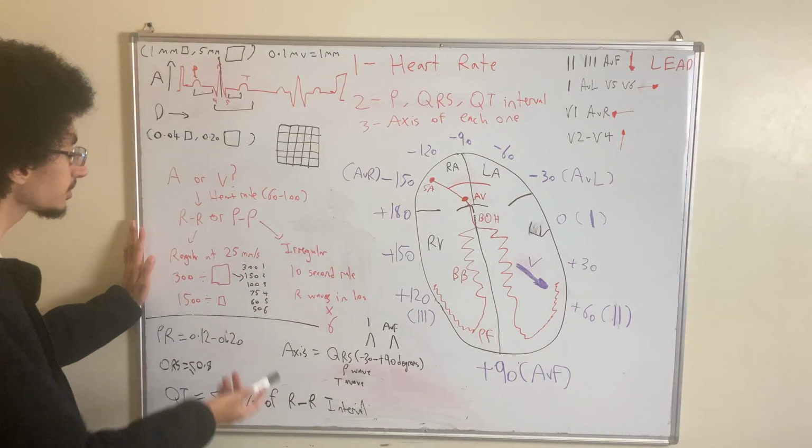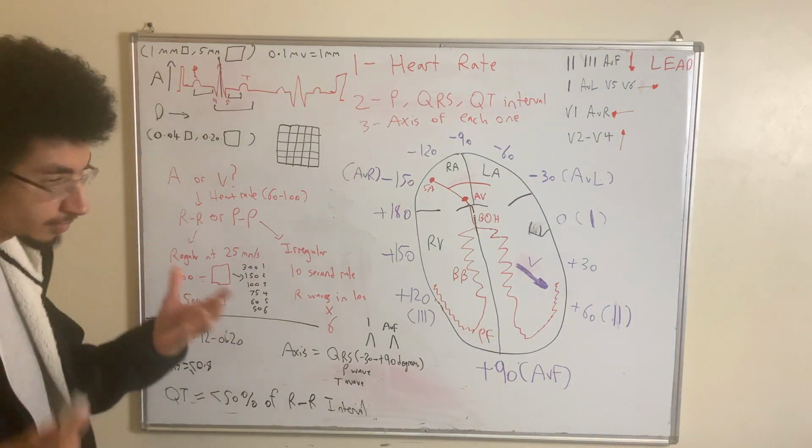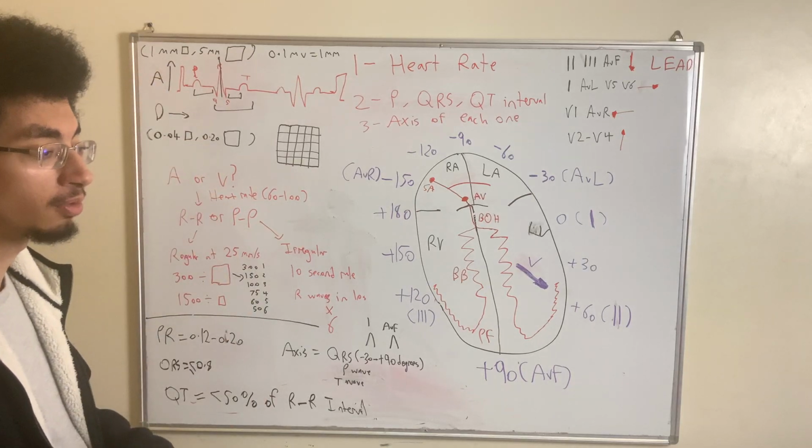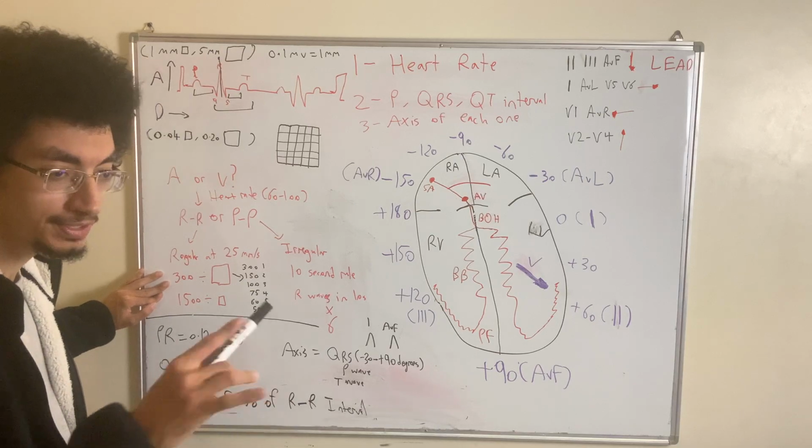There's a number of big squares, and 300 divided by that number gives you the heart rate. And then for the small squares, again, 1500 divided by the number of small squares. These two calculations, you can choose either one, whichever one is easier.